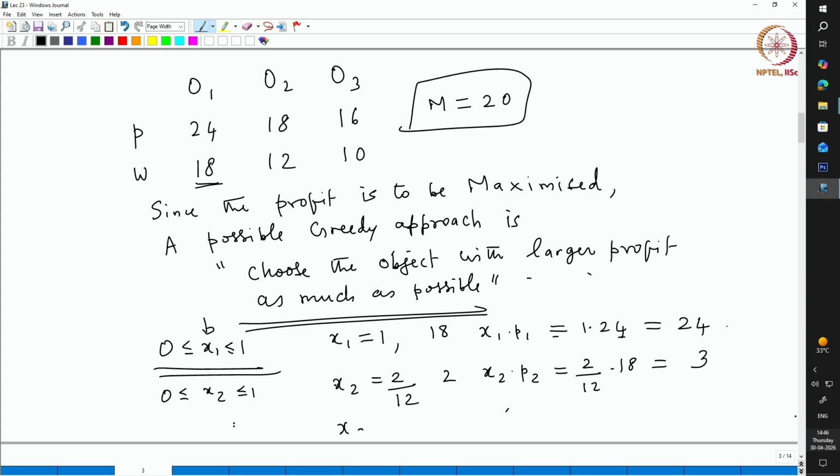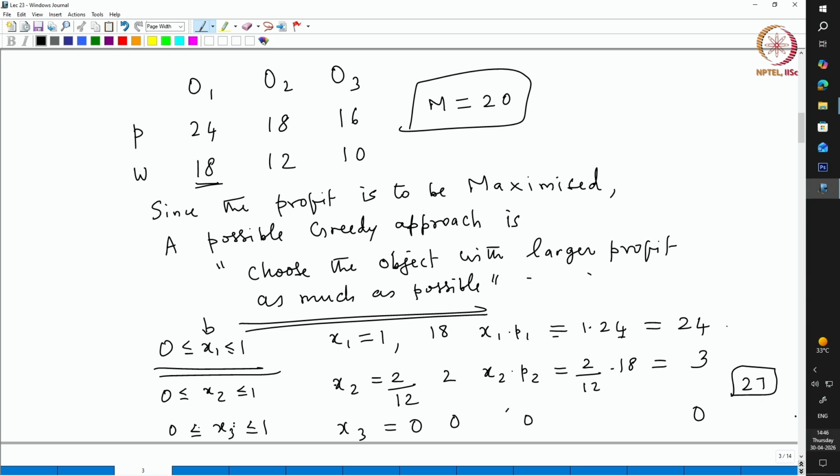x3 is just 0, 0 less than or equal to x3 less than or equal to 1, x3 must be 0, because there is no more capacity available in your knapsack. In the bag you can't fill any more, therefore you can't take the third object. That is done by setting x3 to be 0, that you are not taking that object, and the total profit is 27.